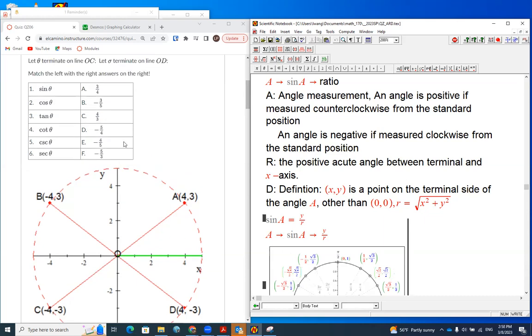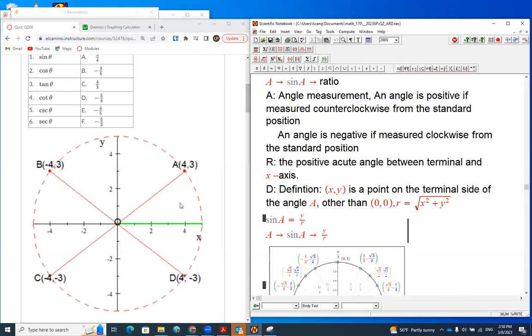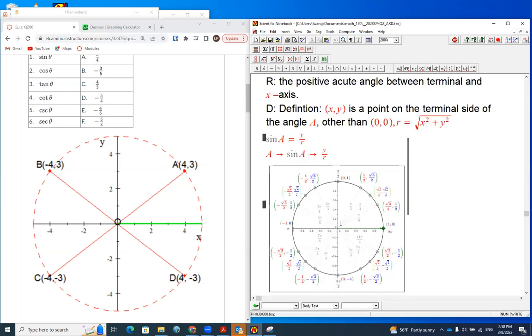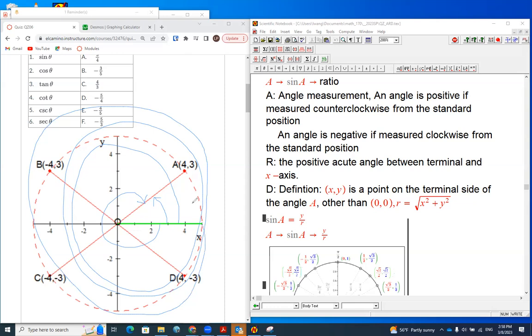For example, in this case you have 4 angles, one in each quadrant, and these angles are not special. But if you compare with the special angles and look at the definition, A is about angle measurement. For each terminal, you could measure the angle this way, or from this way. There are many, many ways to measure the angles. You can go around as many times as possible and still end up on the same terminal. I hope you get what I mean.